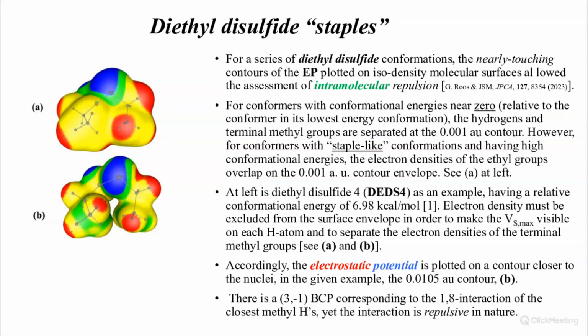And there, it happens to be between one hydrogen on a methyl and another one on a methyl, a 1,8, and there is a bond critical point. But we can see this is a repulsive interaction. This is causing it to be less stable.